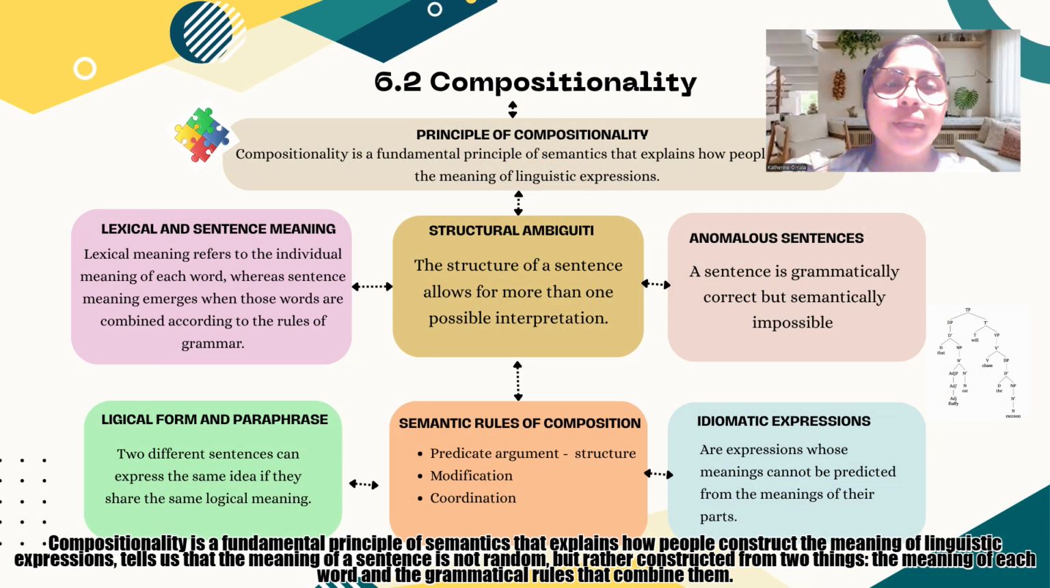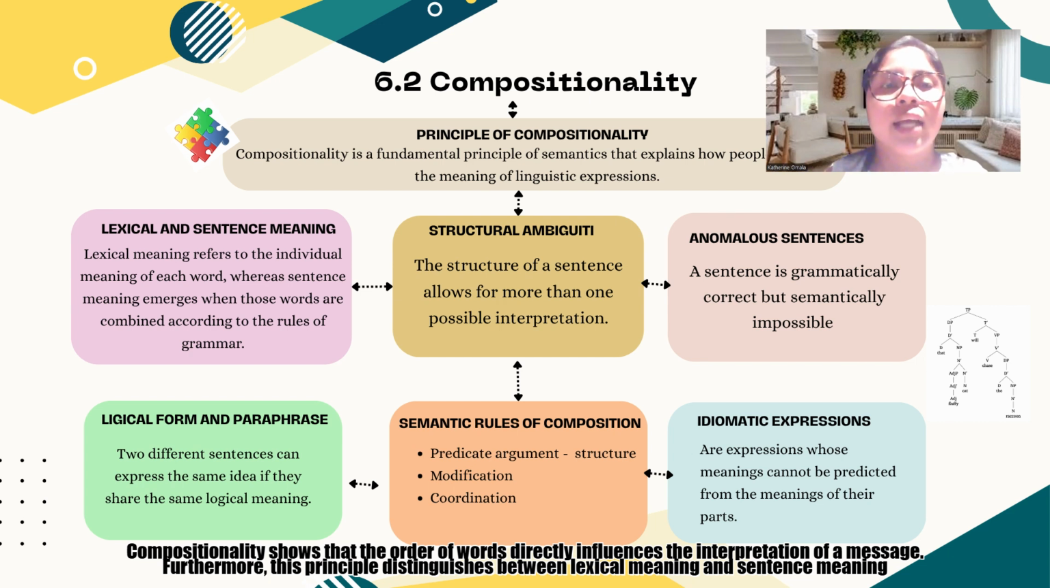Compositionality is a fundamental principle of semantics that explains how people construct the meaning of linguistic expressions. It tells us that the meaning of a sentence is not random, but rather constructed from two things: the meaning of each word and the grammatical rules that combine them. Compositionality shows that the order of words directly influences the interpretation of a message. Furthermore, this principle distinguishes between lexical meaning and sentence meaning.